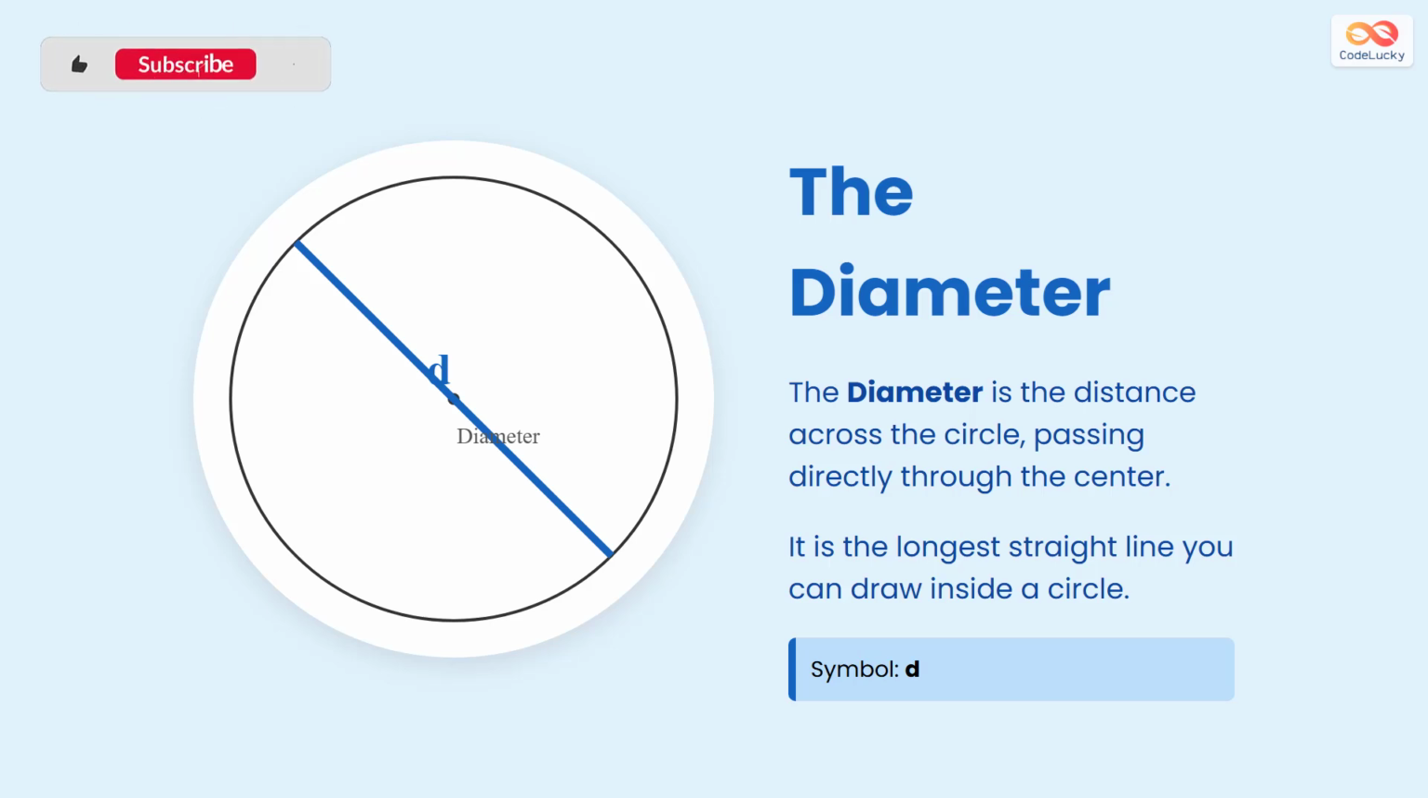Next is the diameter. This is a straight line that goes from one side of the circle to the other, passing directly through the center. It is essentially the widest distance across the circle. We use the lowercase letter d to represent the diameter.